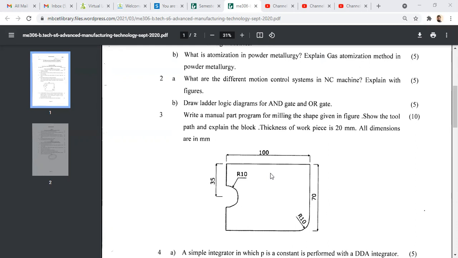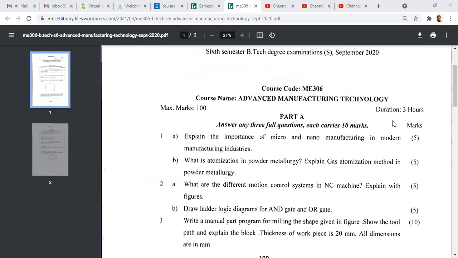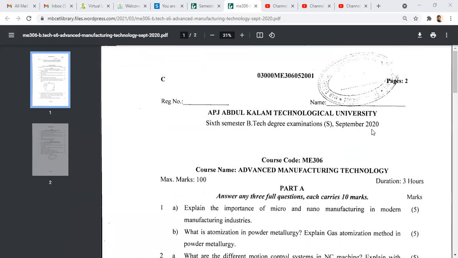The workpiece thickness is 20 millimeter. All dimensions are in millimeter. So you can see the mark is 10 marks, and the question is from September 2020.